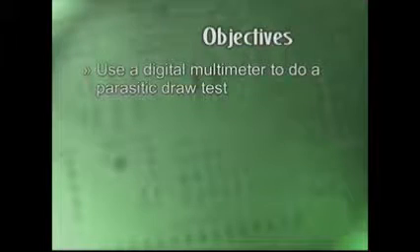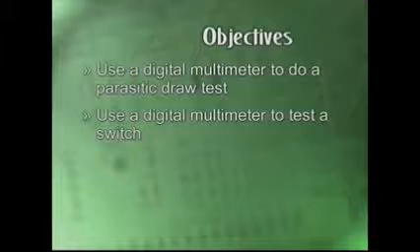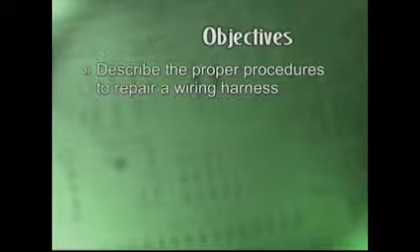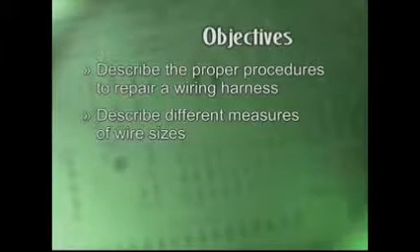After viewing this video, you should be able to use a digital multimeter to do a parasitic draw test. Use a digital multimeter to test a switch. Use a test lamp to check for current flow. Describe the proper procedures to repair a wiring harness, and describe different measures of wire sizes.